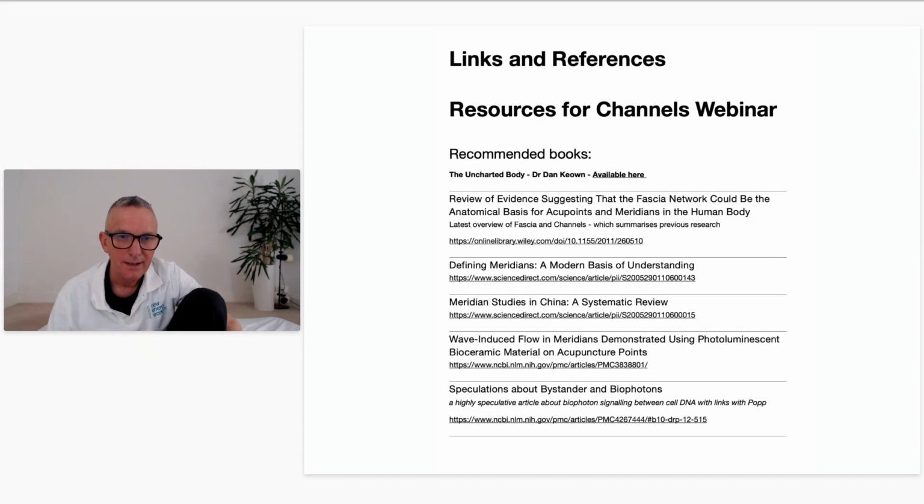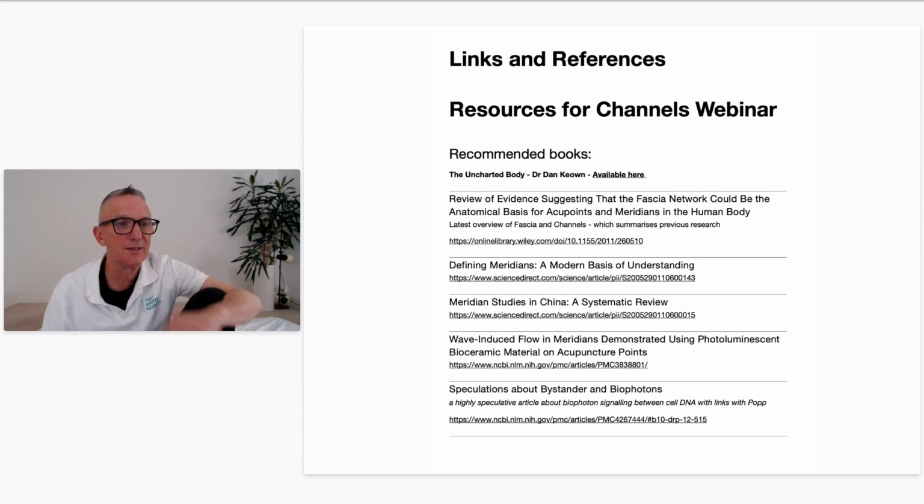Yeah, good, okay. And there's some other studies there, some earlier systematic reviews. We've got Defining Meridians and Modern Basis for Understanding from Science Direct. We've got Meridian Studies in China, systematic review. How about this one? Wave-induced flow in meridian demonstrated using photoluminescent bioceramic material on acupuncture points. That's a mouthful, isn't it? And then we've got speculations about bystander and biophotons. There's a biophoton signaling, which I mentioned earlier, between DNA cells, which is kind of linked with some of Pop's work.